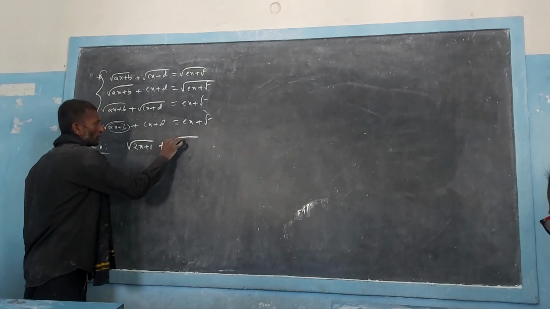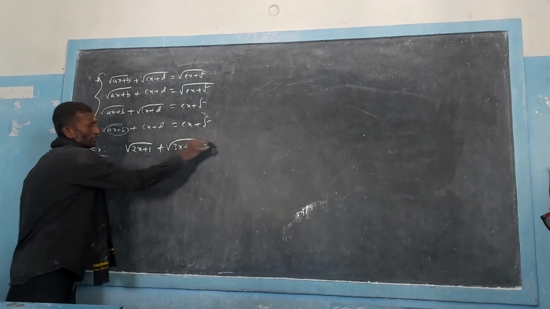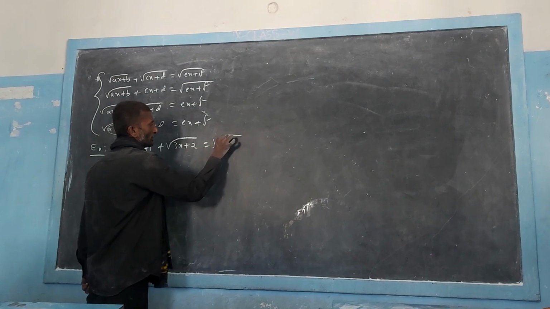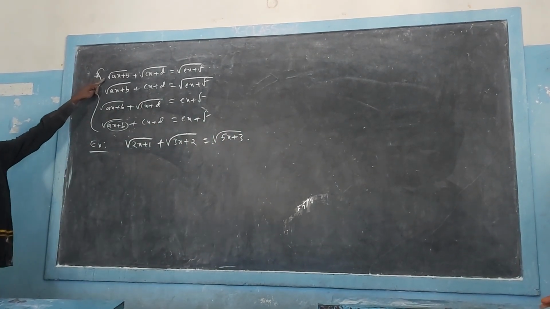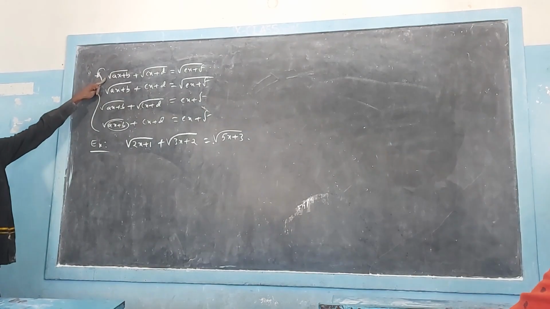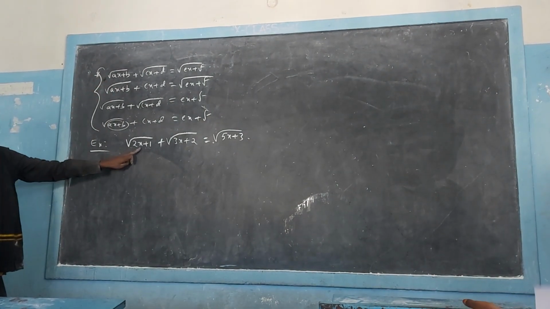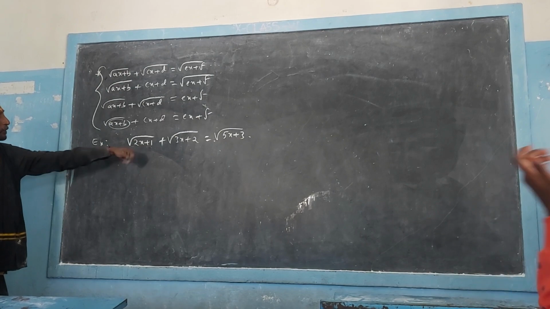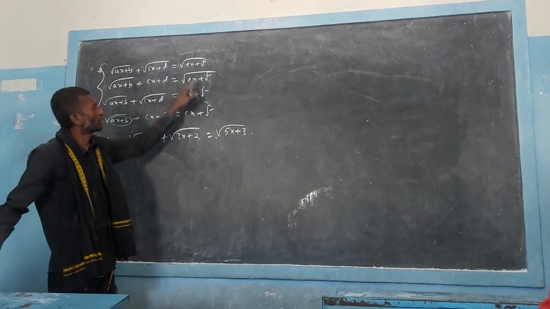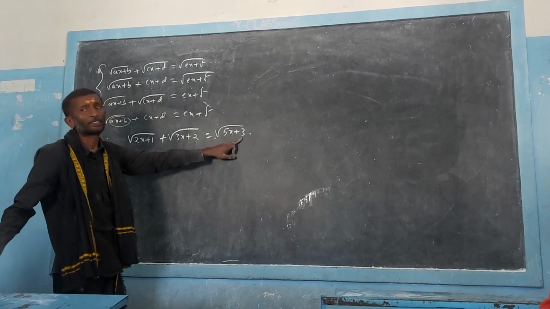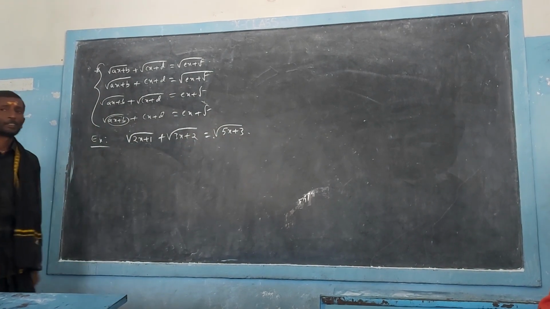This is the square root of 2x plus 1, plus the square root of 3x plus 2, equal to the square root of 5x plus 3. So clearly, this is in the first form of the equation, right? We know very well: a is 2 and b is 1, c is 3, d is 2, e is 5, f is 3.